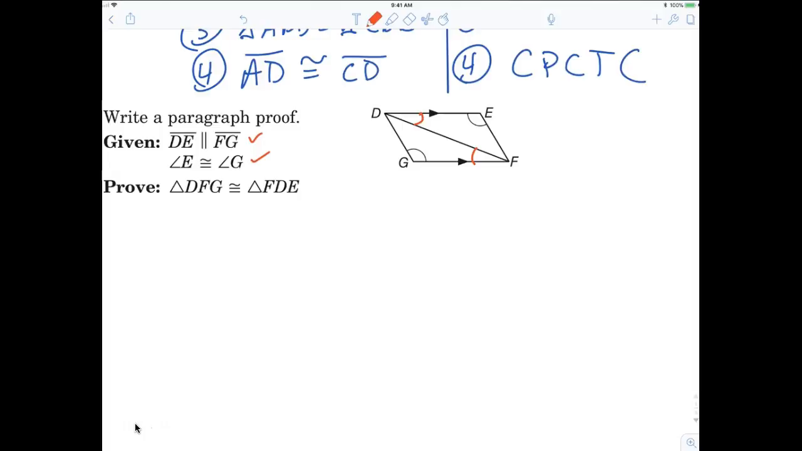DF is congruent to DF by the reflexive property. And now, are those triangles congruent? Why can't you do angle side angle? By angle angle side theorem. Why can't you do angle side angle with G, GF, and F?